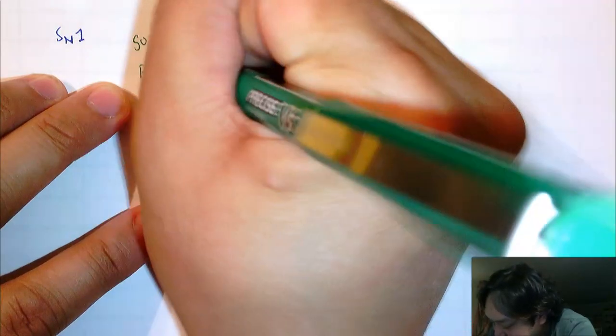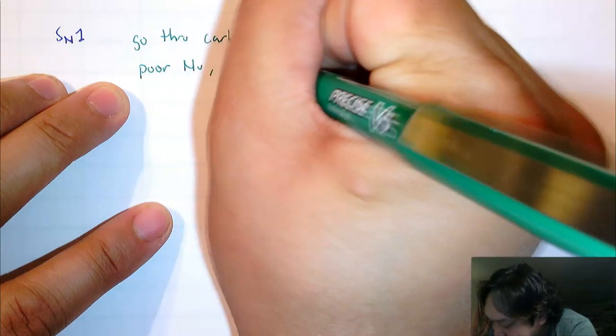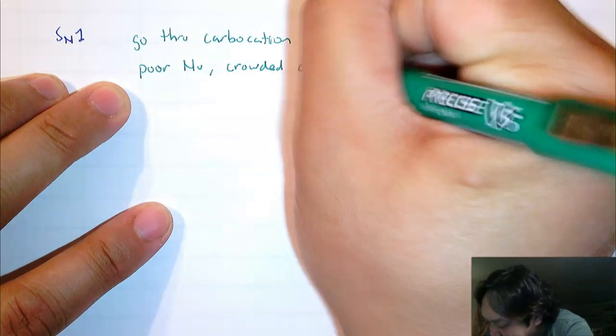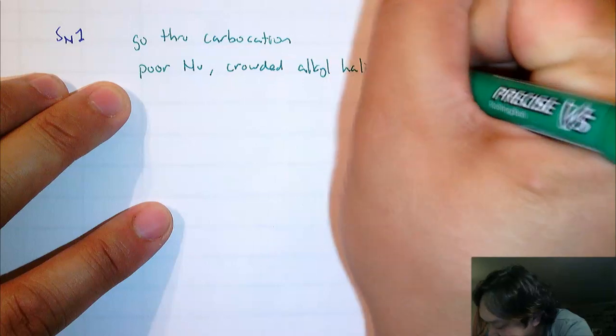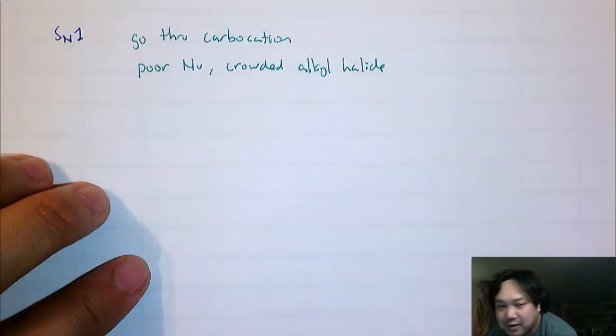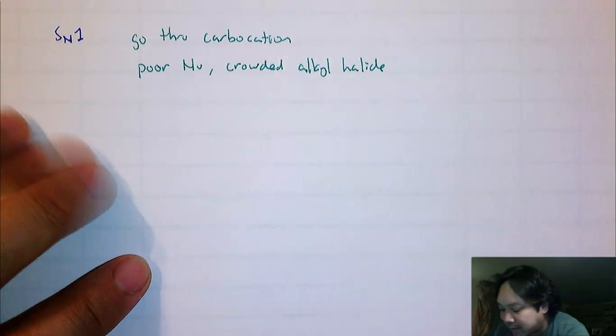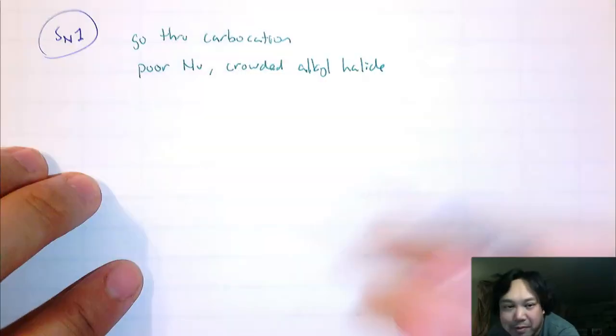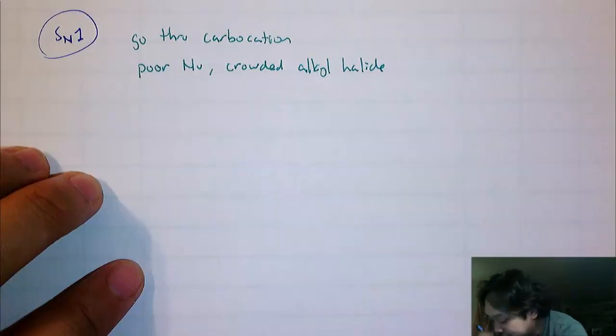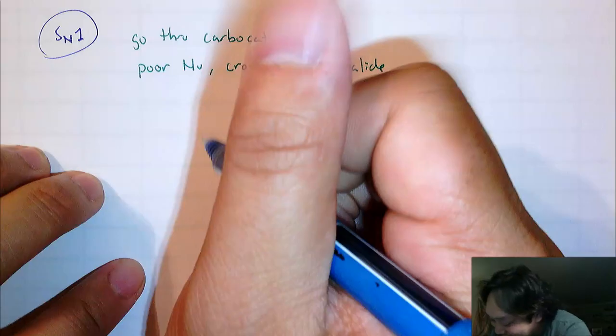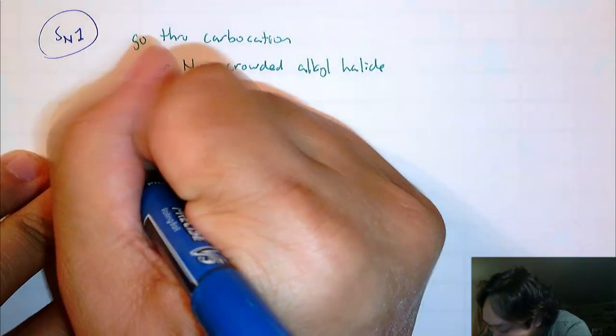And we're going to use a poor nucleophile and a crowded alkyl halide. Okay. And we'll make it chiral, so we could do an apples to apples comparison. But I want to make it really crowded. I'll make it tertiary. Oh boy. Here we go. Let's have this.